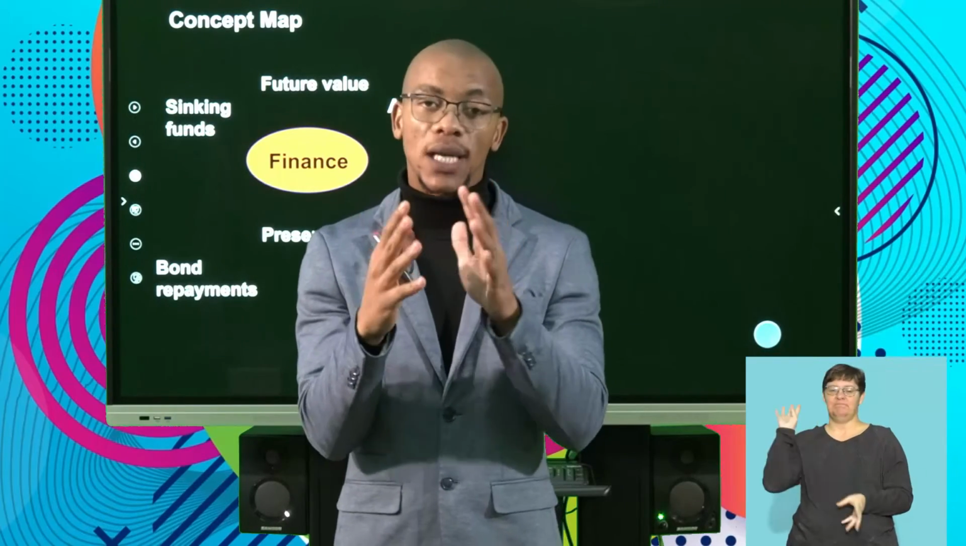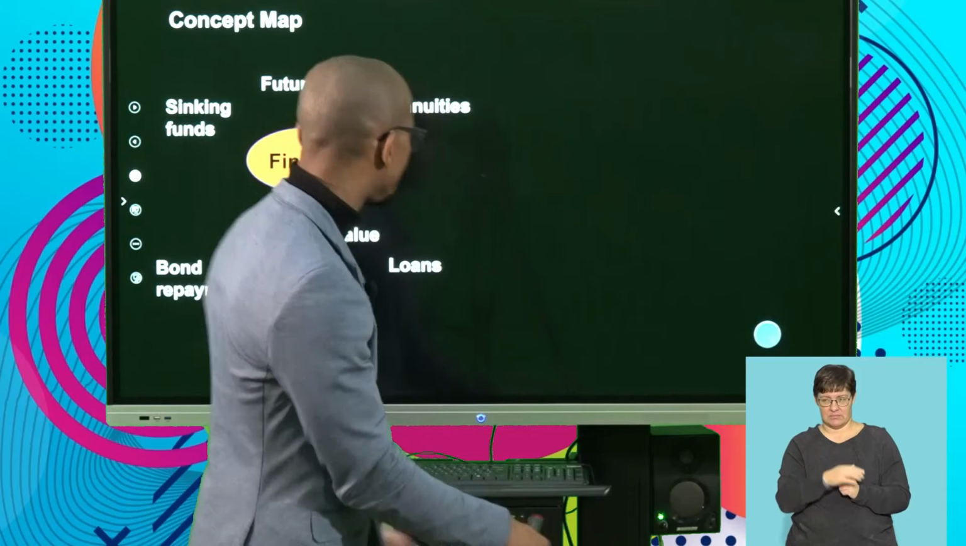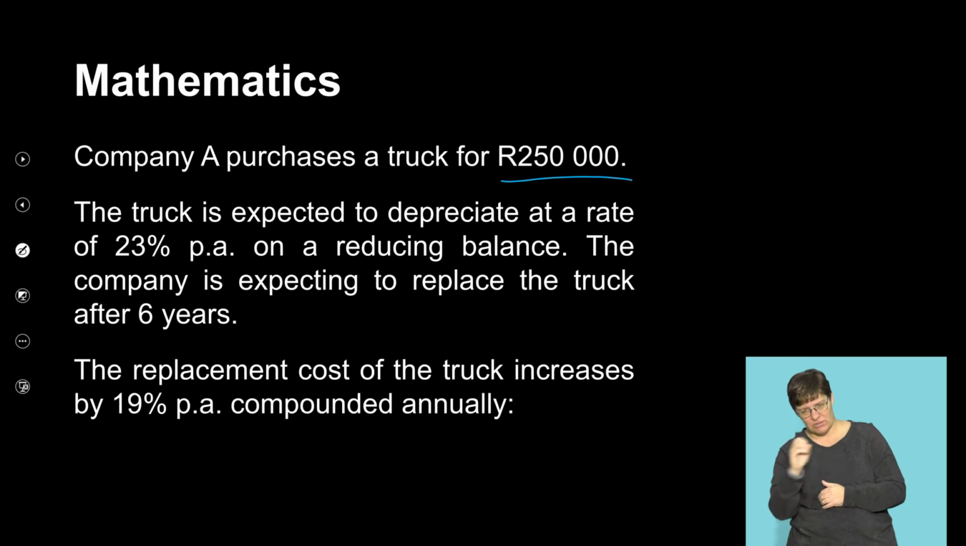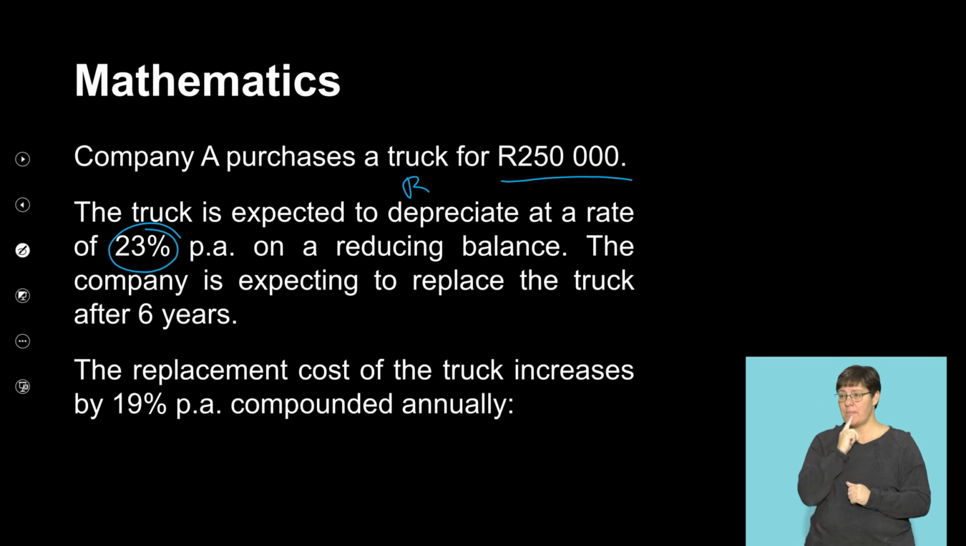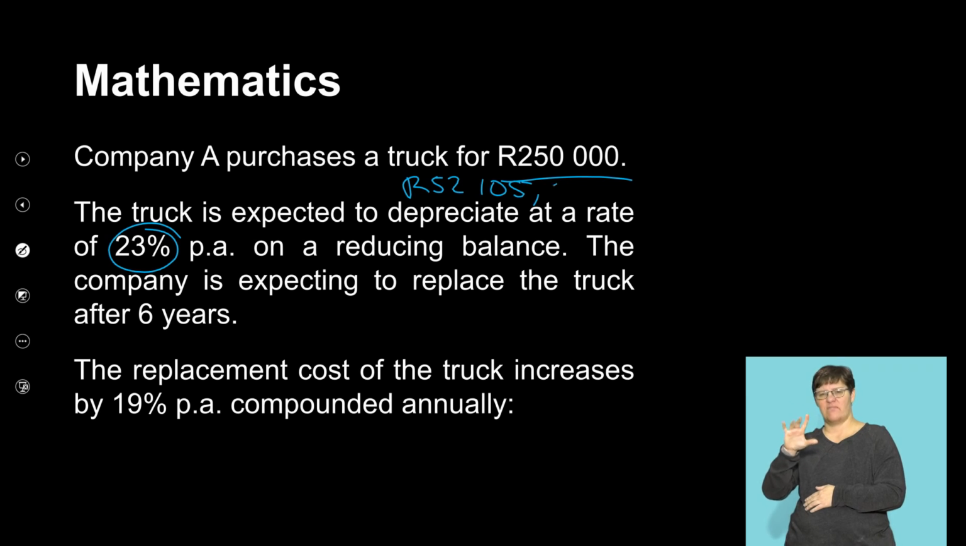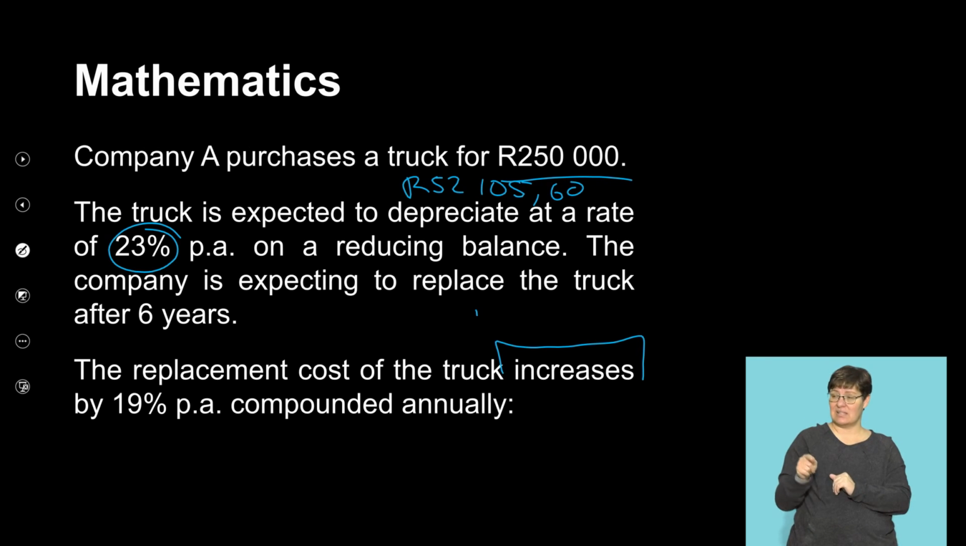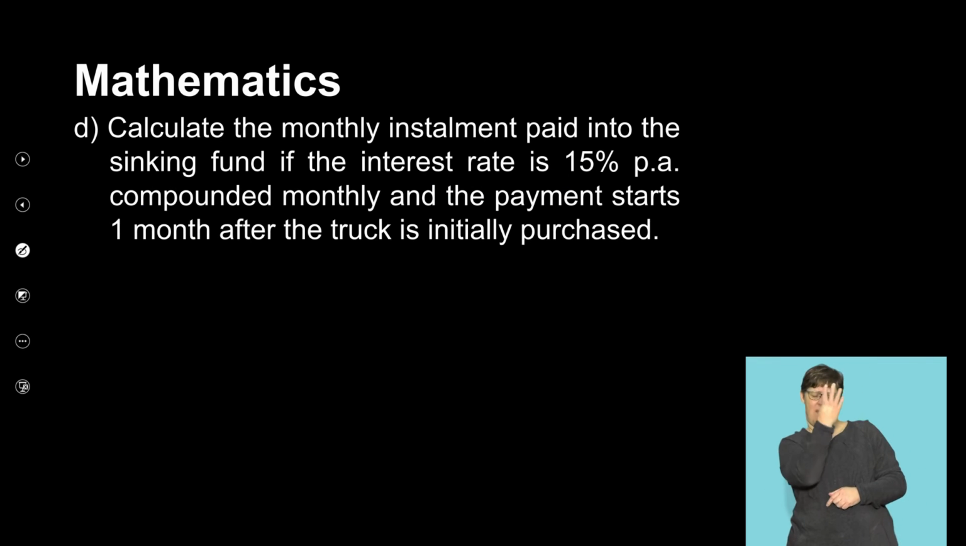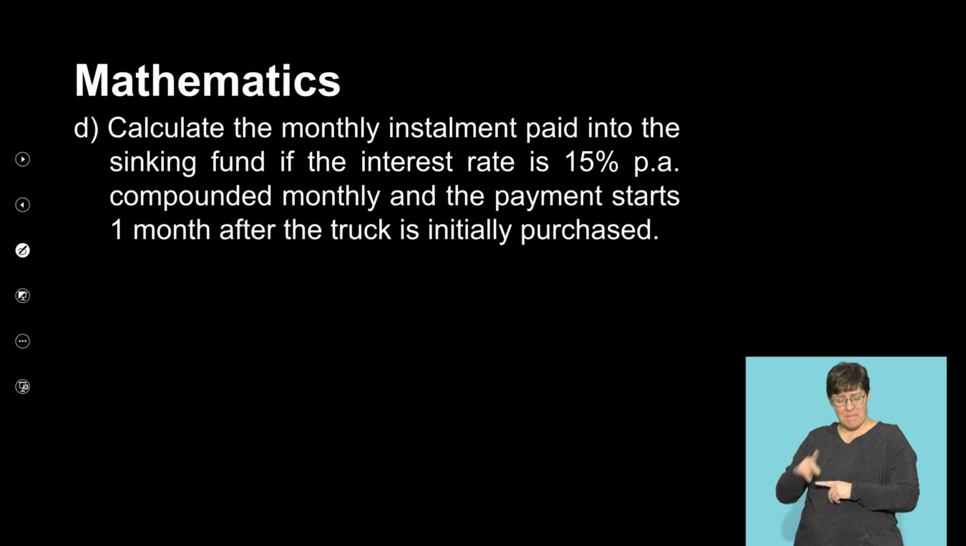So let's quickly recap the data that we have. We're still looking at the sinking fund. The company, as I said, purchased the truck for 250,000. It depreciated at that rate and gave me a value of 52,105.60 on a reducing balance. When I wanted to replace it, the price increased until it got to 709,000, I think 940 and 21 cents. I hope my memory is not failing me. And this was compounded on a month-to-month basis. So the question says, calculate the monthly installment paid into the sinking fund.